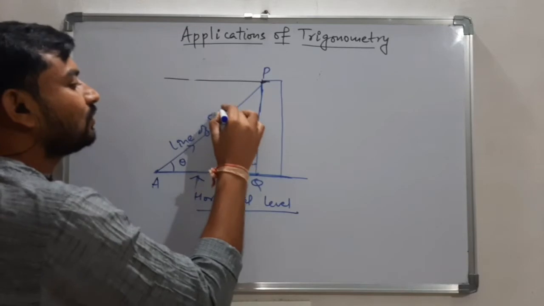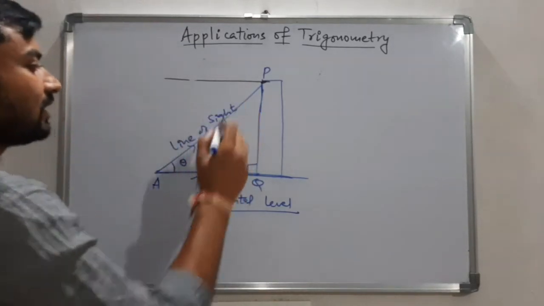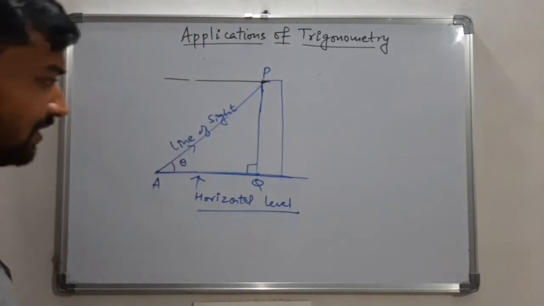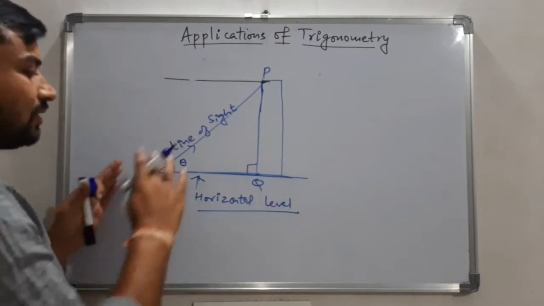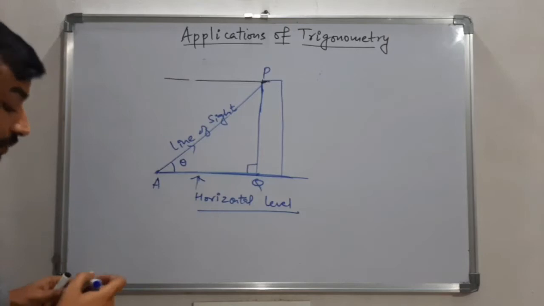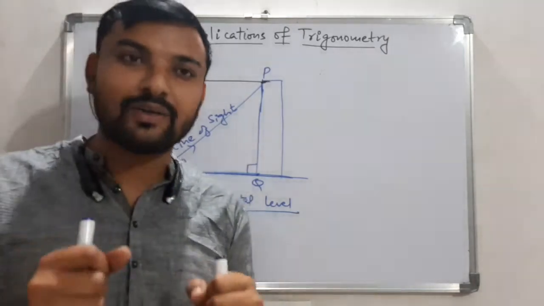Means through this line we are looking at the object, the topmost point of the building. So this is called the line of sight. So clearly we can use the concept of trigonometry and try to find out the height and the distance of this once we know this angle. So the basic idea is to find out the angle.